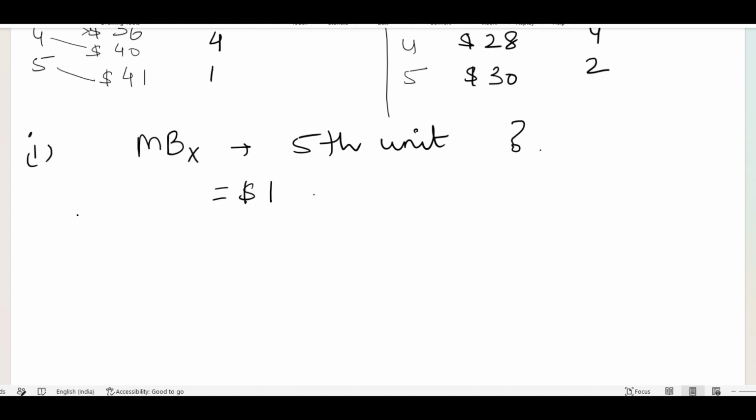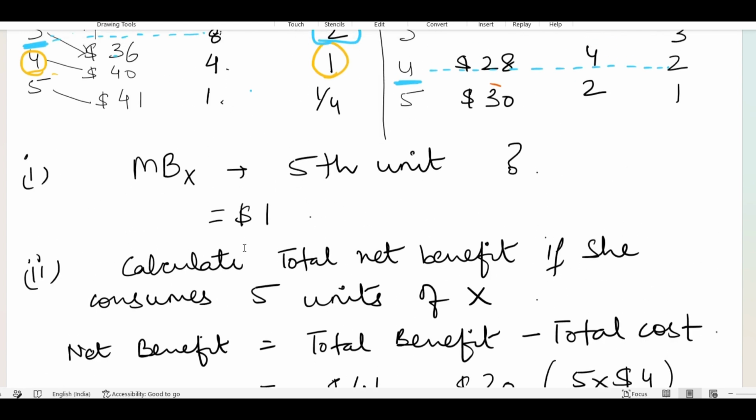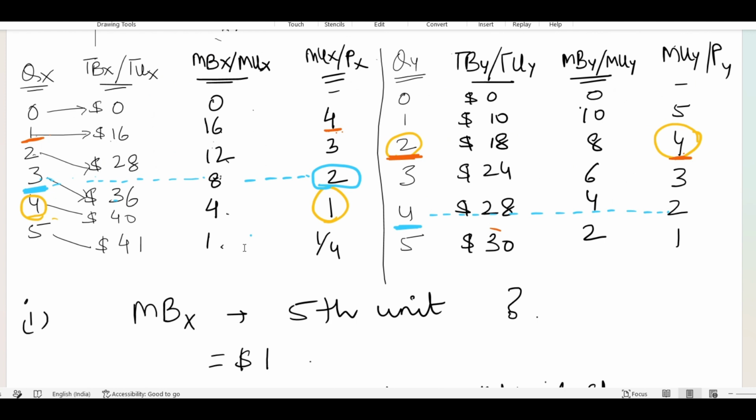Okay. Now the second part says, calculate total net benefit if she consumes 5 units of X. Now we all know, I had done this earlier, that the net benefit is given by total benefit minus total costs, right? So let's see when she consumes 5 units, what's her total benefit? Okay, let's go up. When she's consuming 5 units of good X, her total benefit is $41.